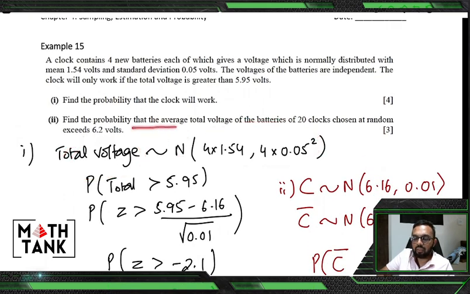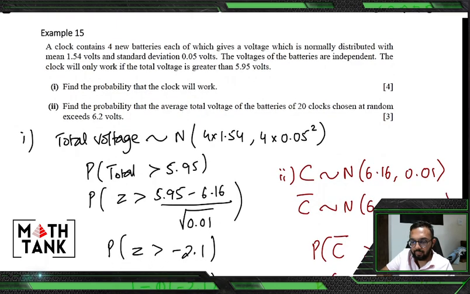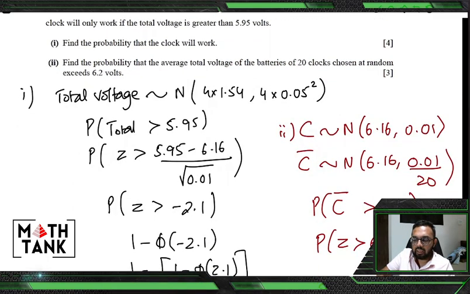But then I ask you find the probability that the average total voltage. So I'm asking you for voltage of the batteries of 20 clocks. So I'm asking you for the mean and variance of the average total voltage. So I've written C bar here. So C had a normal distribution that I found out here. That was the total voltage that every clock needs to have. Every clock has a mean of 6.16 and 0.01 as the variance. But average total voltage has a distribution. That's this.